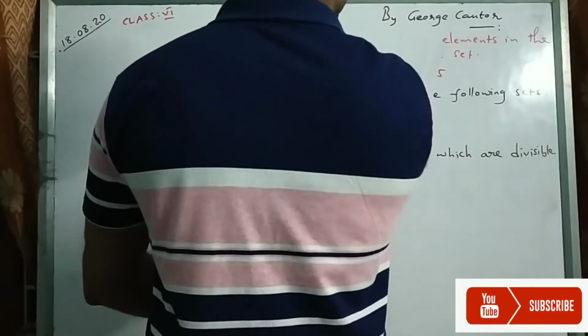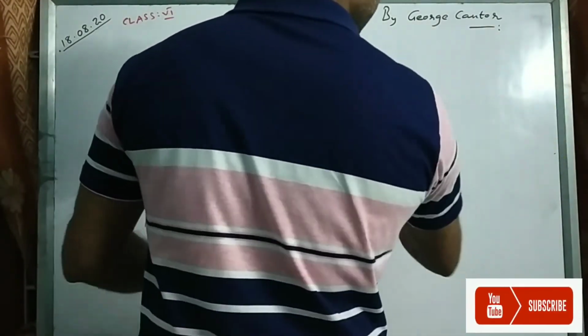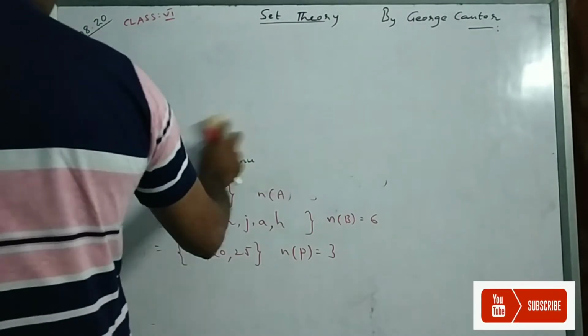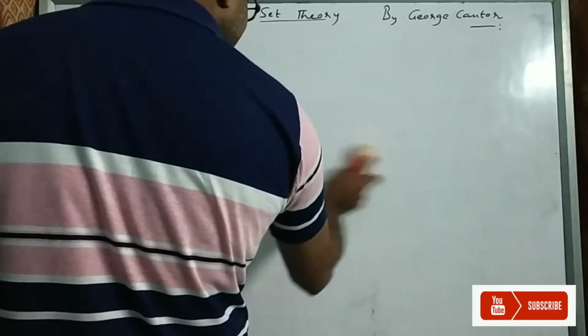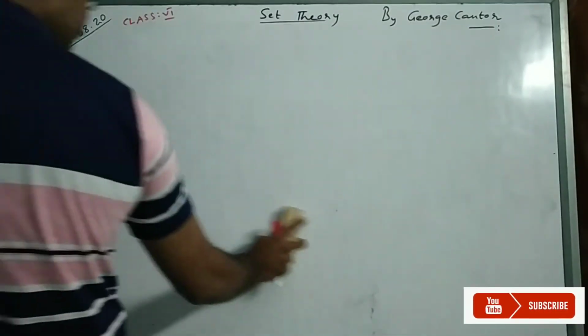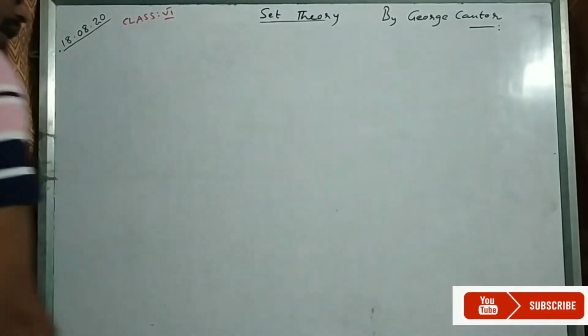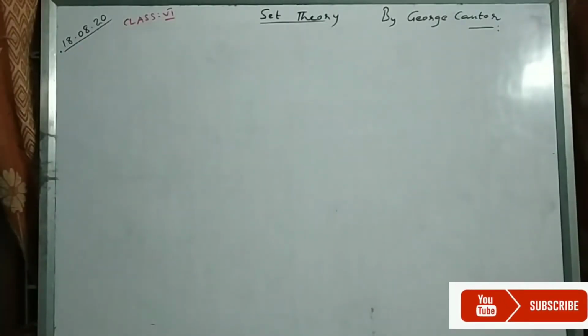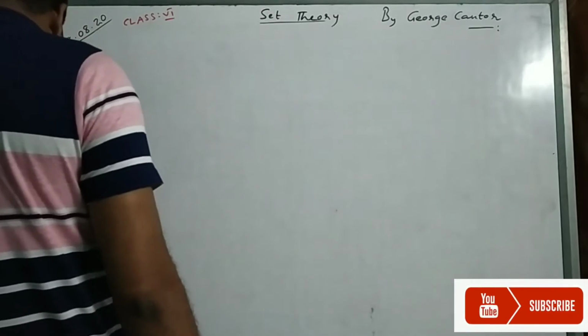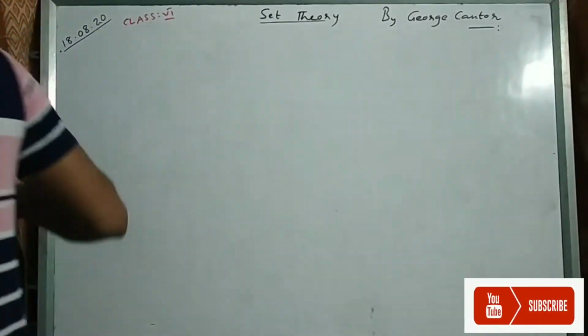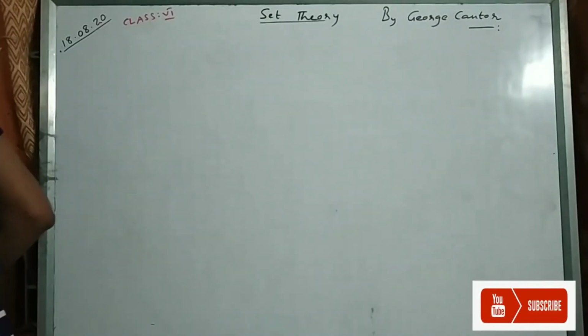We will see some more. Cardinal number of a set. What is the cardinal number of null set? Can you say? 0, because there are no elements in the null set. So that is why we say that the cardinal number of null set is 0.